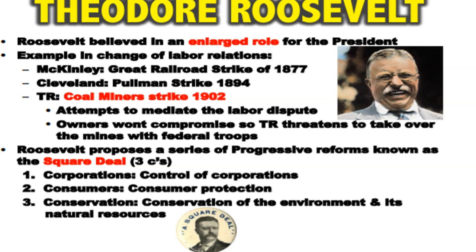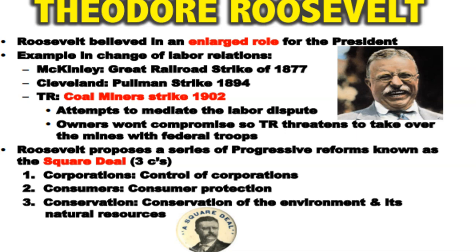So he forced people, in this case, the owners of the coal mine company, to basically compromise with the workers. This was a big step, unlike previous presidents who basically had sided with the owners of big corporations. Roosevelt proposes a series of progressive reforms known as the Square Deal.